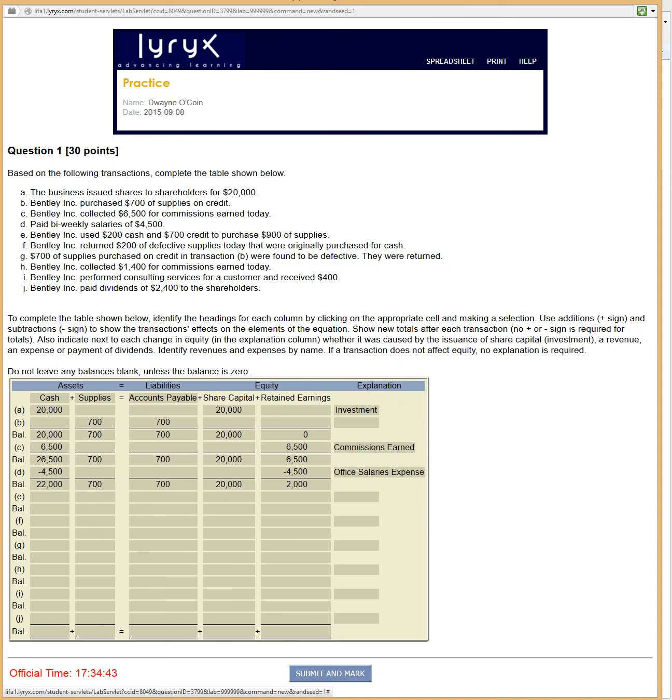Bentley used $200 cash and $700 of credit to purchase $900 of supplies. So their cash went down by 200, their supplies went up by 900, and accounts payable went up by 700. And we can see that if we look at it, minus 200 plus 900 is indeed equal to 700. And once again, we can do the balance, subtract 200, and 700 plus 900.